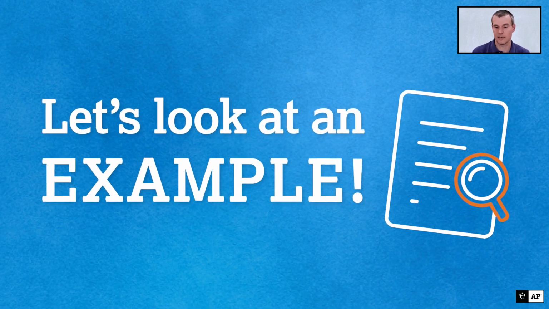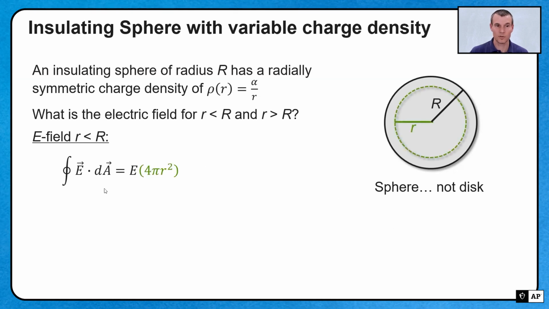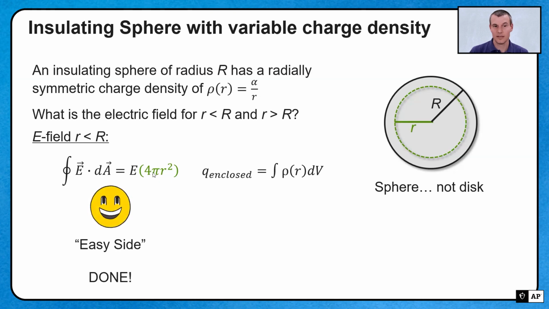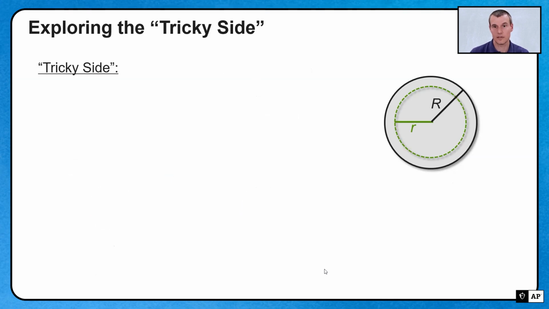Okay, so then let's look at an example with our spherical symmetry. We have an insulating sphere. This time we have a radial charge density that's alpha over R, which is what we're providing you. I want the electric field less than R and then greater than R. I know this thing looks like it's a disk, but just know for all these parts of the video, this is just going to be a sphere. So once again, we're going to tackle the easy side. Hooray! This easy side, which is all done, is just going to be a Gaussian surface, which is our 4 pi r squared, the surface area of a sphere that's inside of our sphere. This charge enclosed, however, is the tricky side, and that's what we're going to hop to on this next slide.